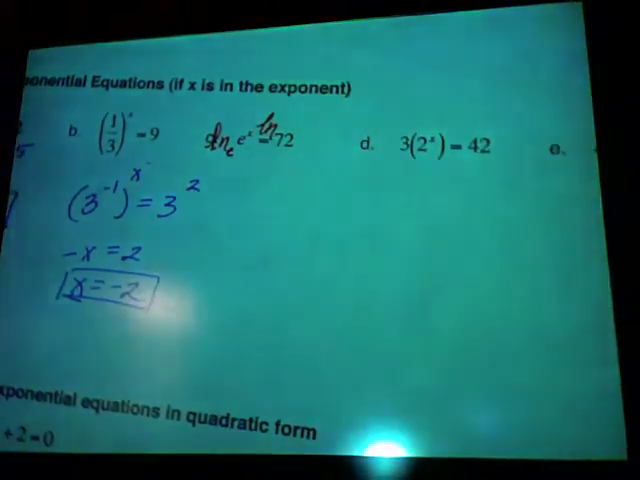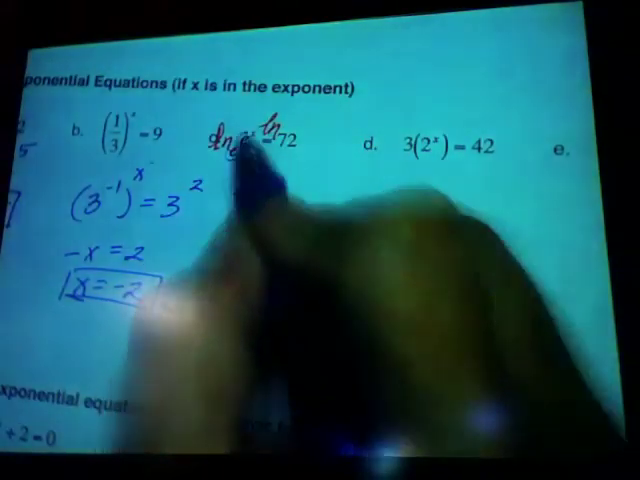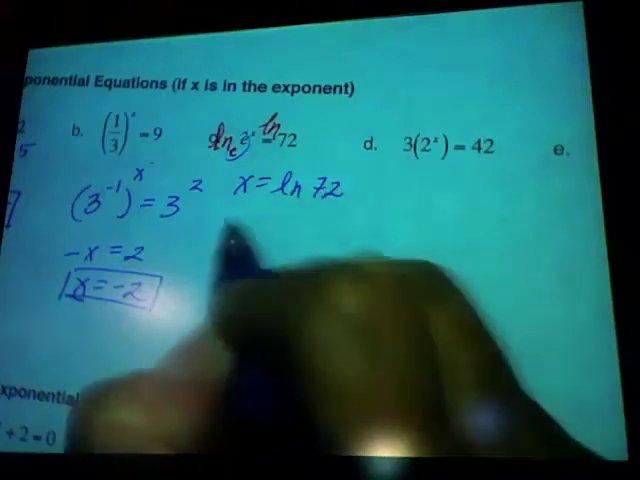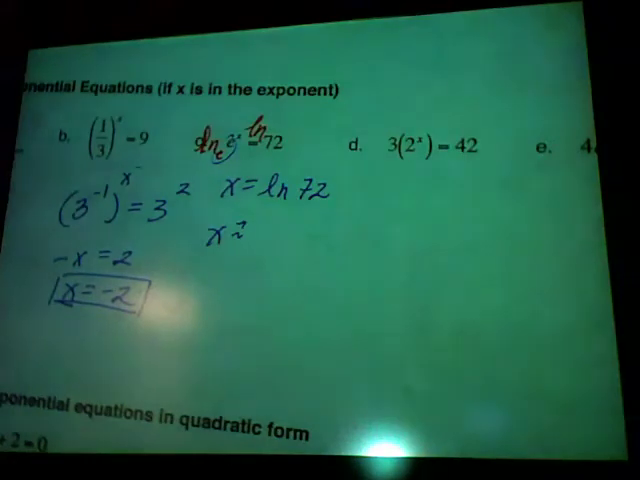Whatever I do to one side, though, I have to do to the other side. So I'm going to take the natural log of both sides. When I do that, the left side here becomes x because of this, and the right side becomes the natural log of 72. So x is equal to, now you can use your calculator. So grab your calculator. Yeah. All right, come on up and get the other one.